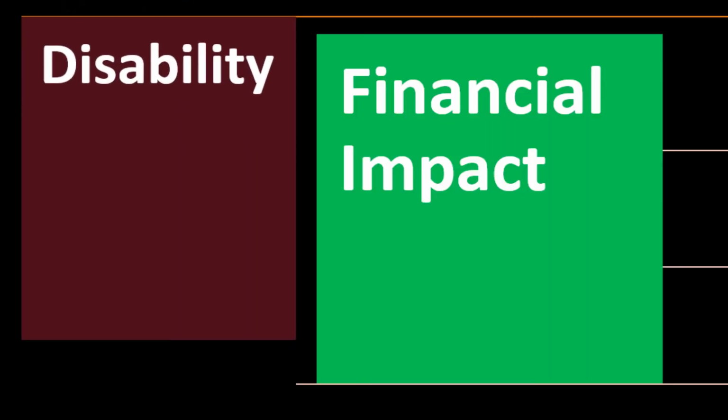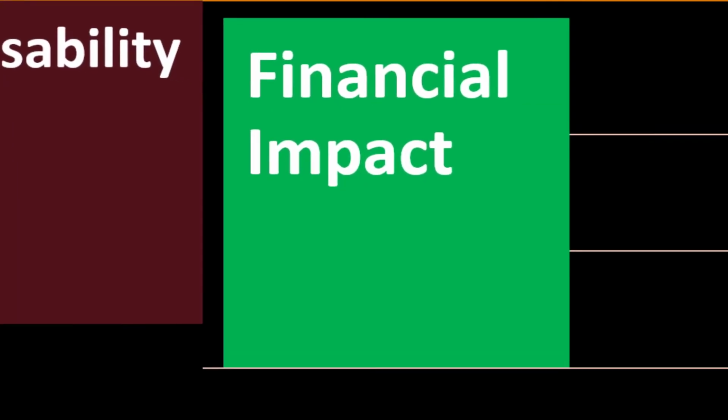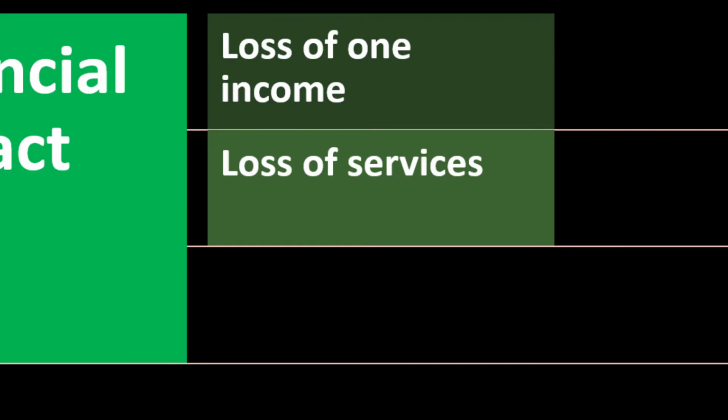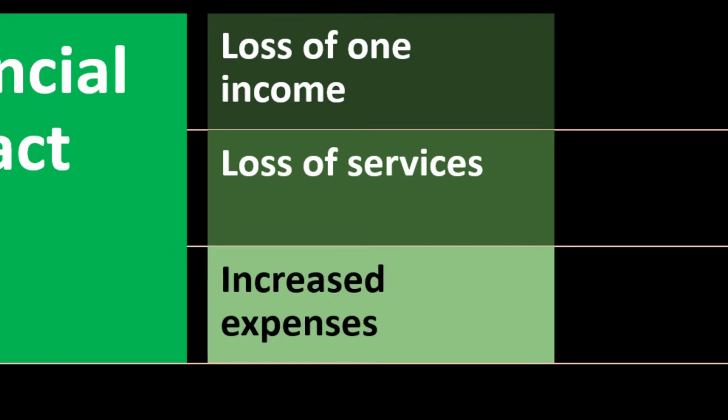So disability, we're going to go through the different categories now. So we've got disability, the financial impact. Loss of one income, loss of services, for example, could be the financial impact, and those are the things that you would think could be insured against. Increased expenses could happen from the disability.